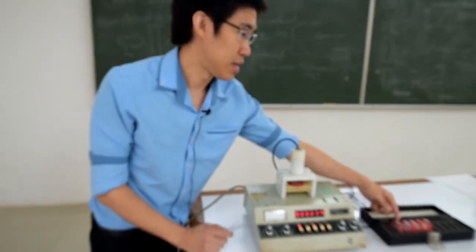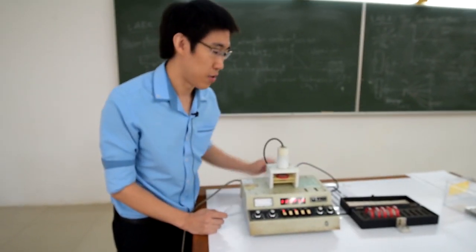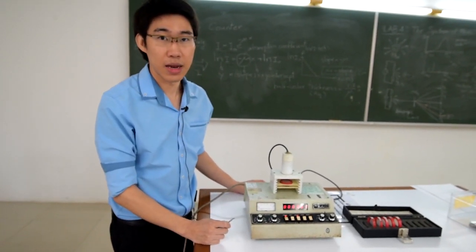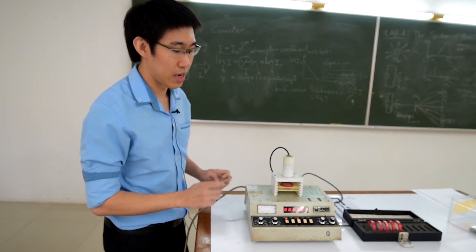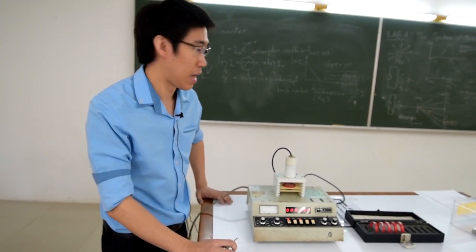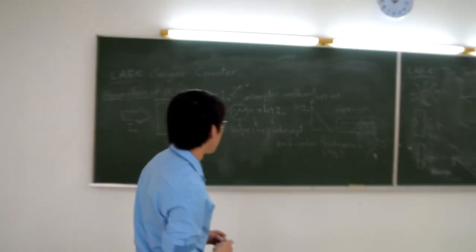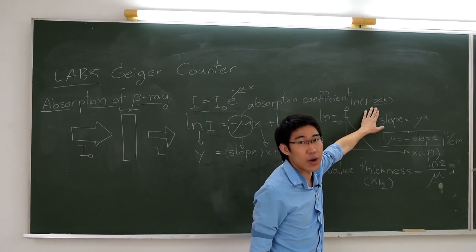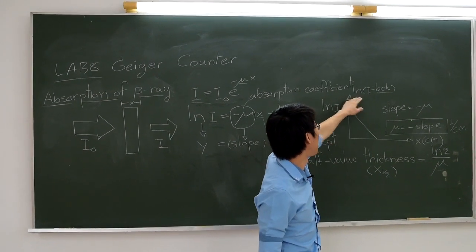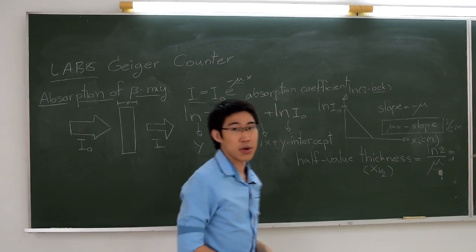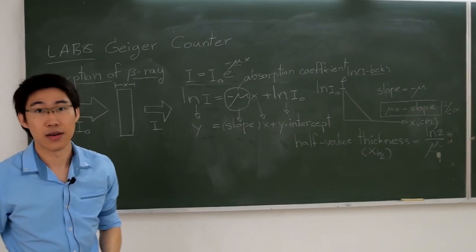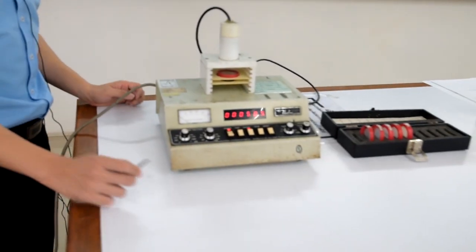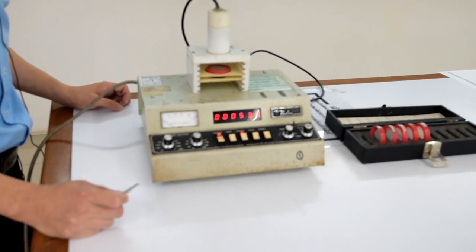Okay, after 1 minute, we will change the thickness of the material according to the table of the experiment and record the result. Then we will subtract the count rate with the background radiation and plot the graph of the log of intensity minus the background and the thickness, and then we determine the y-intercept and the slope from the graph.